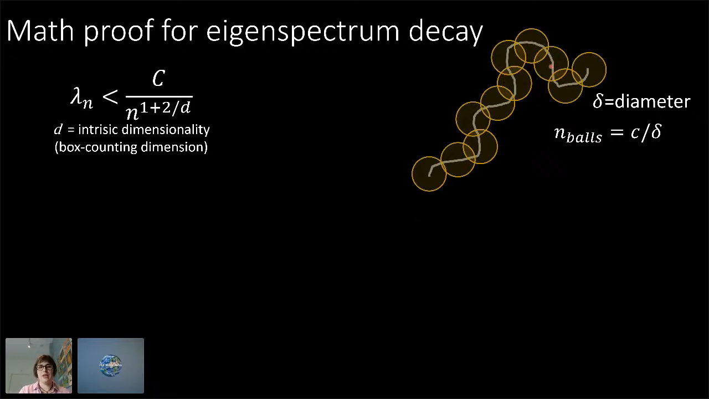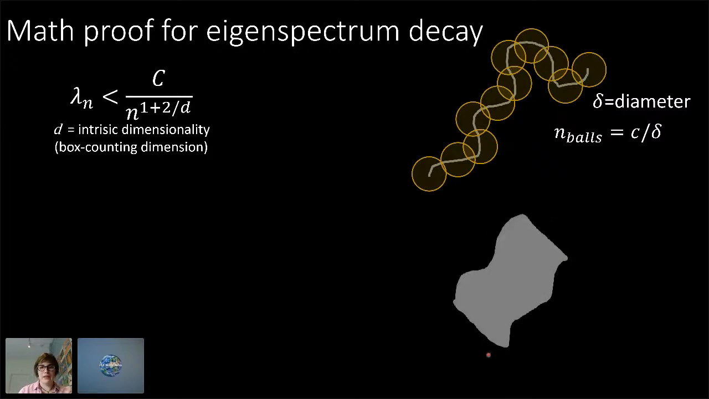Now what happens if I have a neural manifold that has dimensionality 2? Then I have to cover it with 1 over delta balls on this dimension and 1 over delta balls on this dimension.